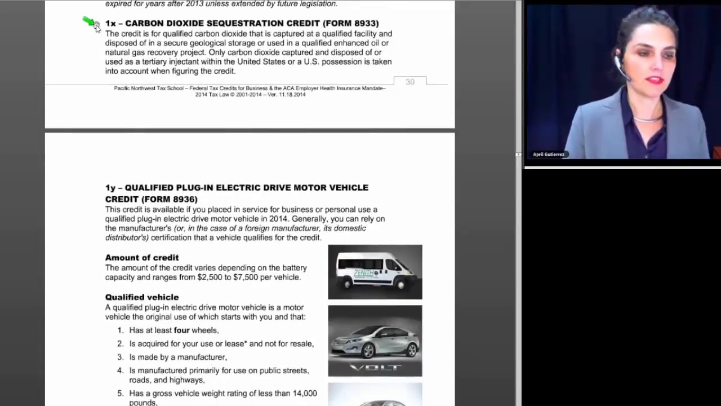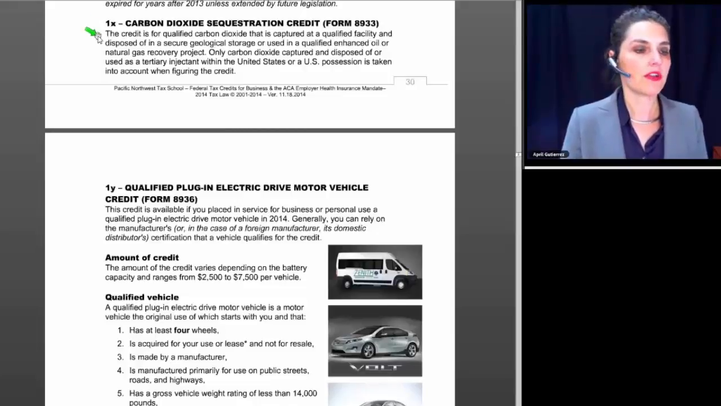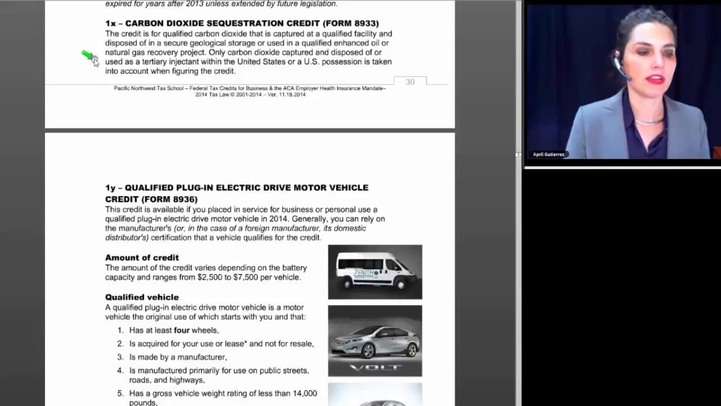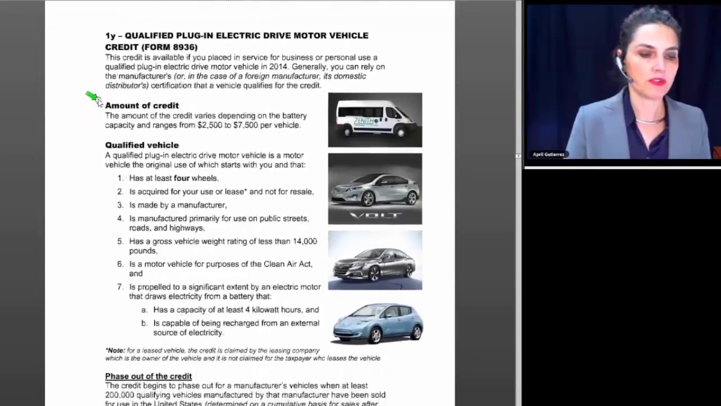Form 8933 is used to figure and claim the carbon dioxide sequestration credit. Figure the credit on Form 8933 and then carry it over. The credit is for qualified carbon dioxide that is captured at a qualified facility and disposed of in a secure geological storage or used in a qualified enhanced oil or natural gas recovery project. Only carbon dioxide captured and disposed of or used as a tertiary injectant within the United States or U.S. possession is taken into account when figuring the credit.